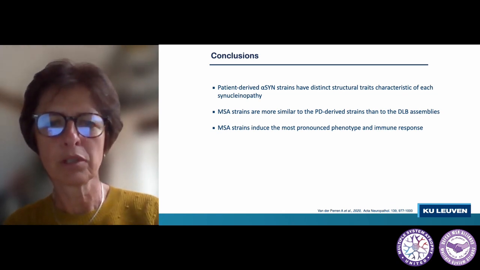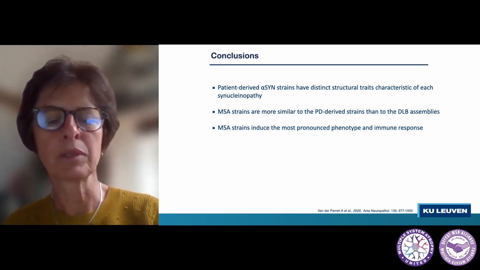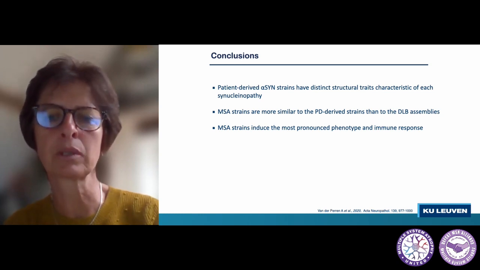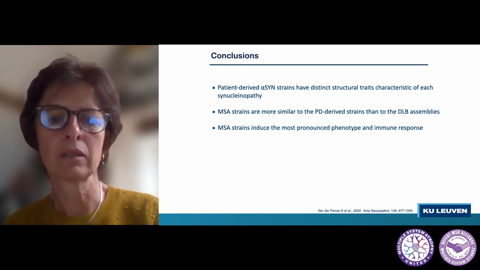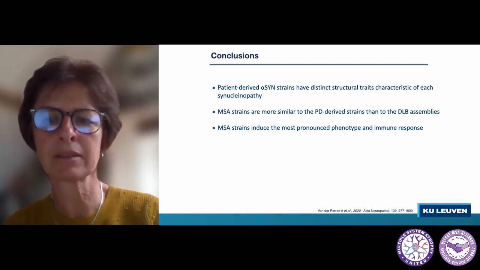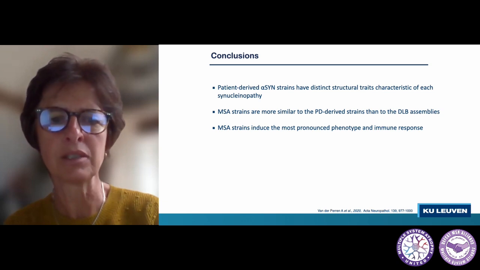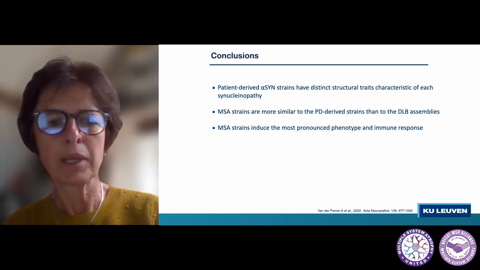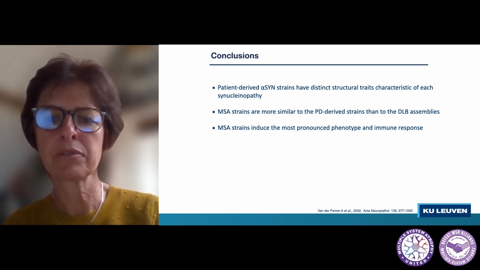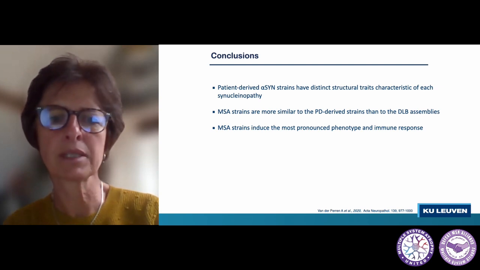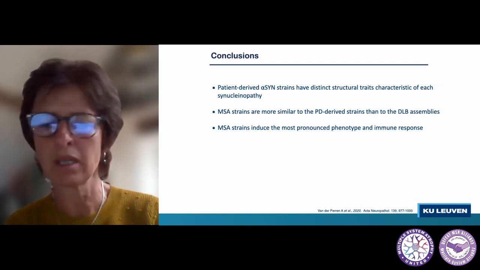So the conclusion of this part is that we could show that if we derive alpha-synuclein strains from patients, they show different structural traits that are characteristic for each disease, that the MSA strains are more similar to the PD-derived strain than to the DLB strains, and that they induce the most pronounced phenotype and immune response in vivo.